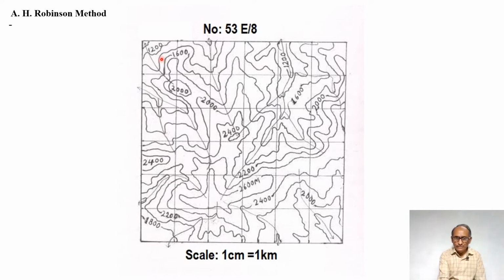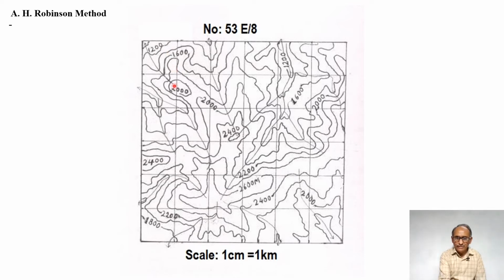So in Robinson's method, the first step, once you put a grid on the topographical map, is to find out the highest contour and the lowest contour in that particular square. Here you'll find the contour value is 1600, and on this side it is 1200, so the contour line in between is 1400. The contour values are decreasing in this direction and increasing in this direction.